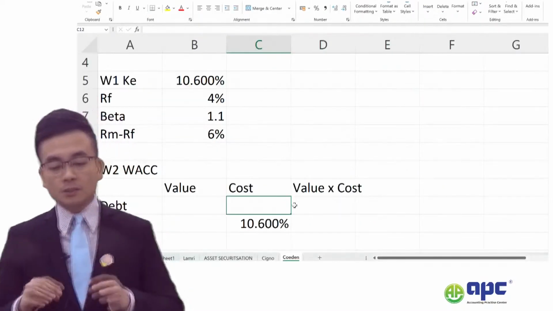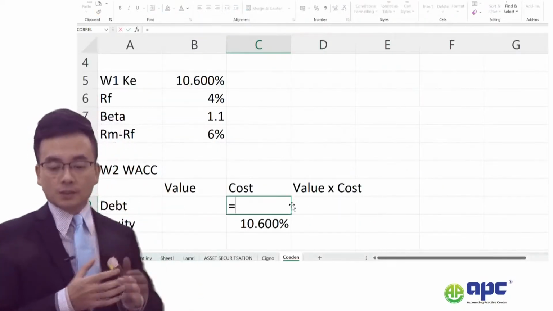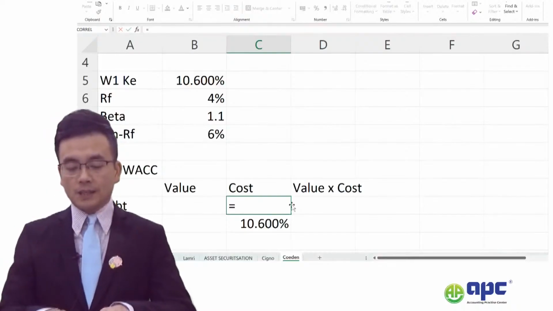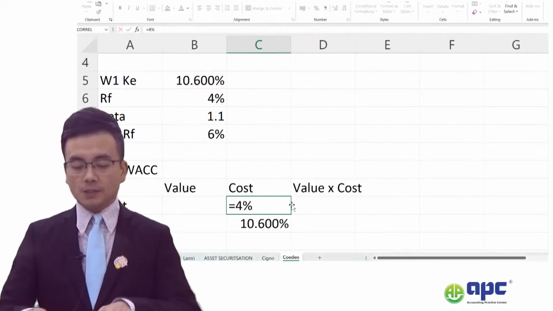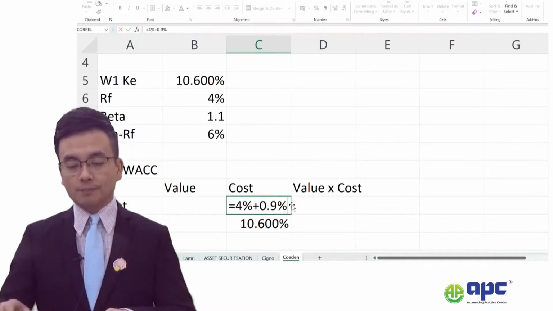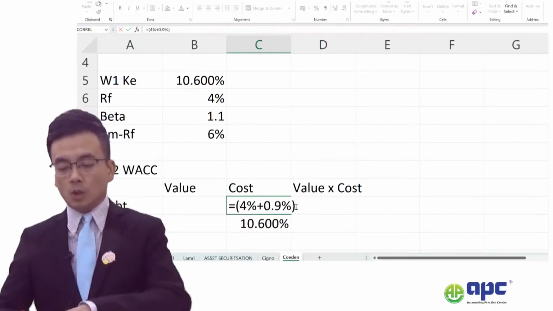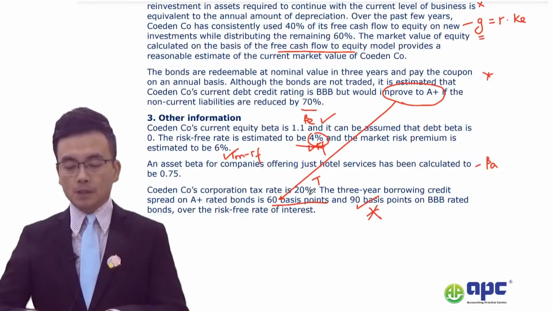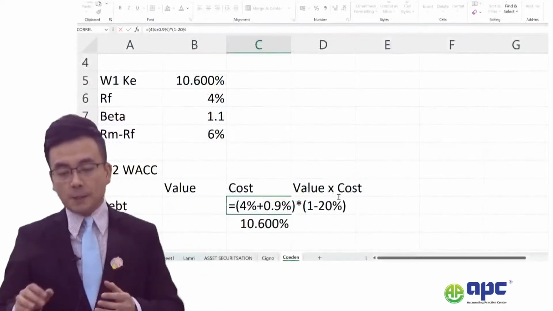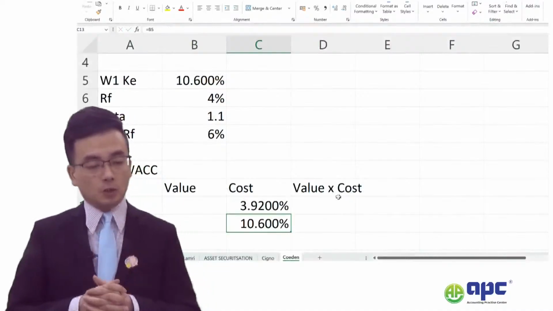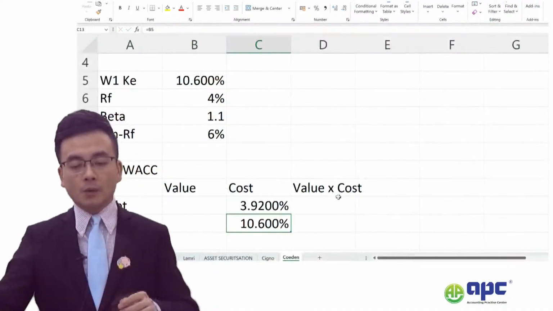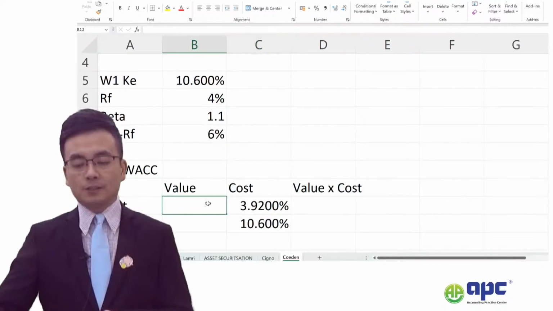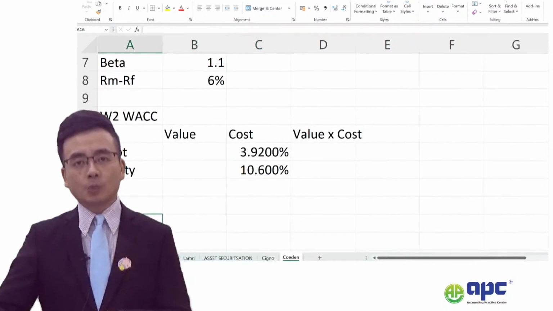So therefore, the cost of debt, if you can see on the screen, is 4% plus 90 basis points or 0.9%, and then times 1 minus tax rate. The tax rate here is 20%. So that will give me 3.92% as the cost of debt. Now we need to work out the value of debt as well as the value of equity. So let's start working on this, why not?